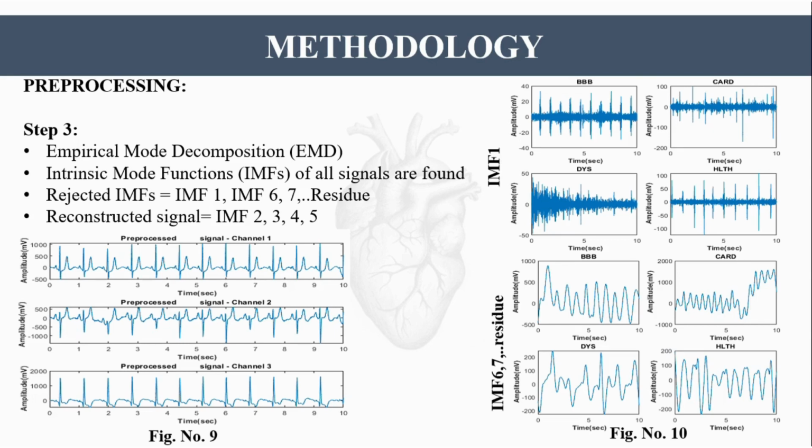Moreover, we have selected IMF 2, 3, 4 and 5 as they featured the PQRST complex pattern. Our experimentation also showed that IMF 1 contained high frequency noise-like components. So, being informed by these findings, we have reconstructed the VCG signal using IMF 2, 3, 4 and 5.